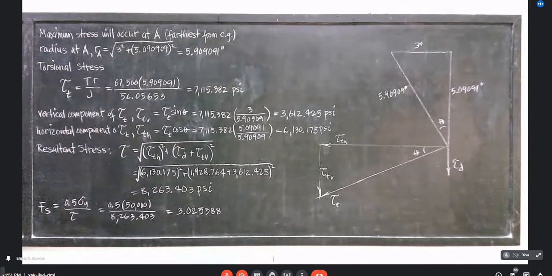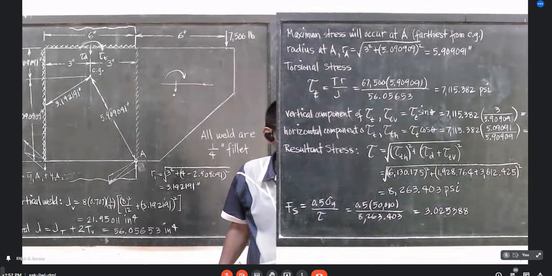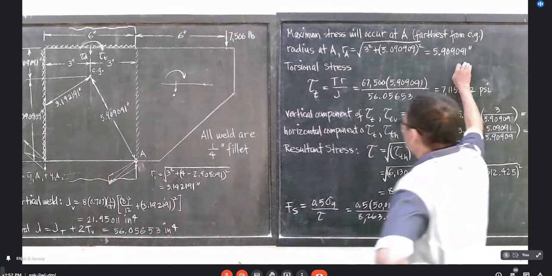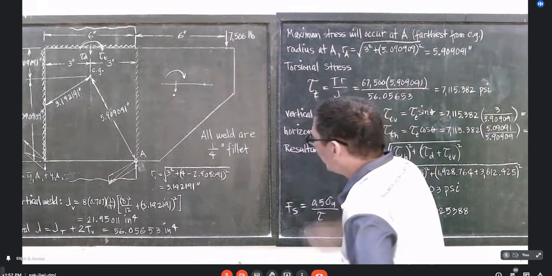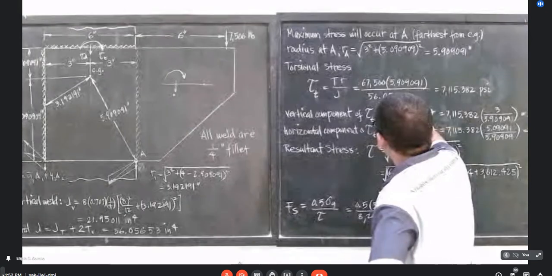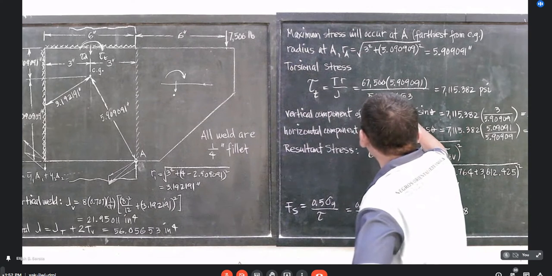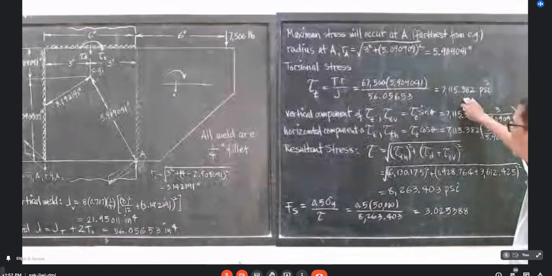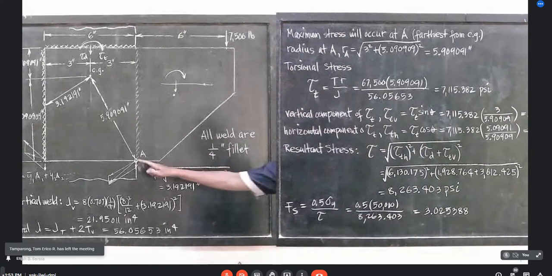Or that is the radius of the TR over J. So we now have R at A. So our torsional stress is TR over J. Of course, everything is already given or computed. Torque we have already computed at 67,500. Our R at A is this one. And our J, we have already computed it. Our reference is now the center of gravity of the group of welds, which is 56.56. So our twisting shear is 7,115.382 only here.